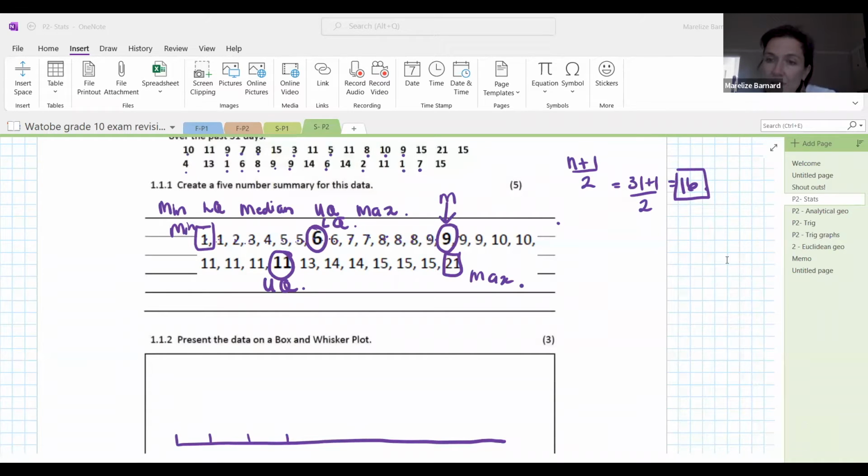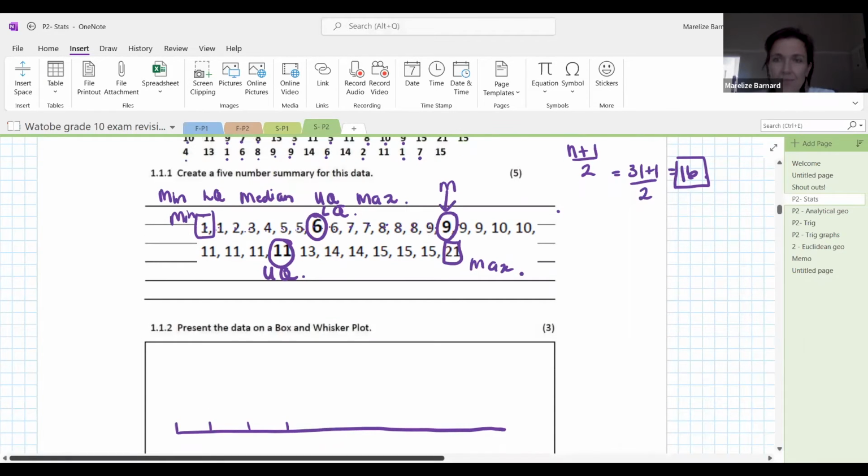Tell me, what is n plus 1 divided by 2? That is calculating the position of your median or your upper quartile or your lower quartile. Some kids learn that in school, they learn it that way. Others just learn to count the data values, which is the way I prefer, but I do both ways so that everyone's happy. If you don't know that way, don't worry about it.